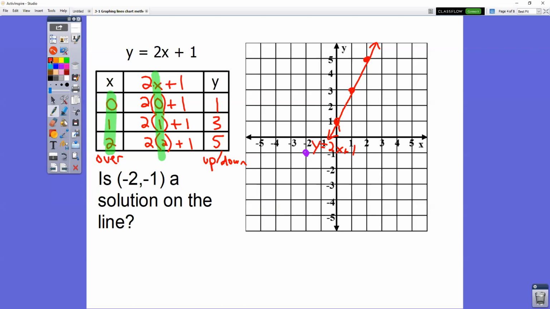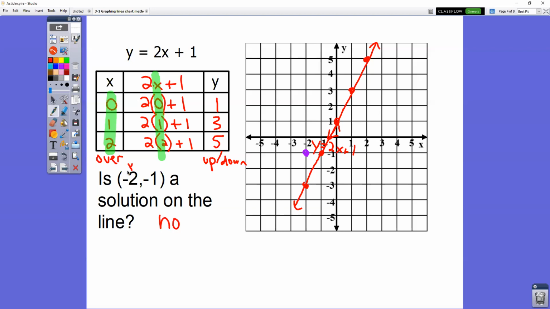So I could work my line backwards and continue it going backwards by going 1 to the left and 2 down, 1 to the left and 2 down. So I can extend my line going backwards like that. Is that purple point on the line? No, it is not.